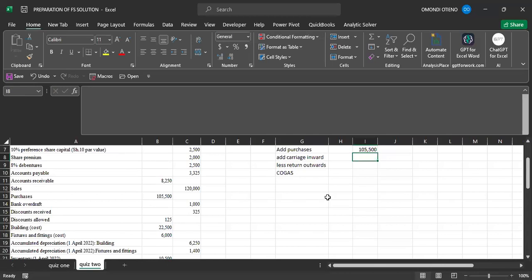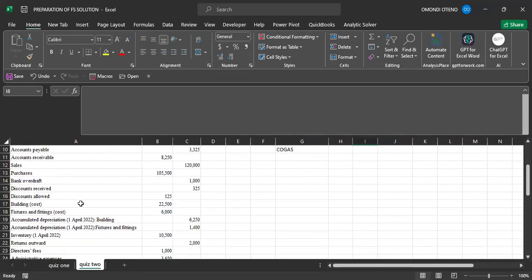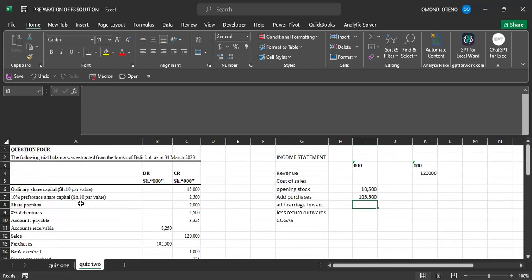To the purchases, we add carriage inwards. Any cost that was incurred to transfer goods into the company, carriage inward will be forming part of cost. But carriage outward is an expense. Right? So you don't say that now carriage outward is the cost incurred to transfer goods to the customers, we now put it under revenue. No. It will be an expense. But carriage inward is forming part of cost of sales.